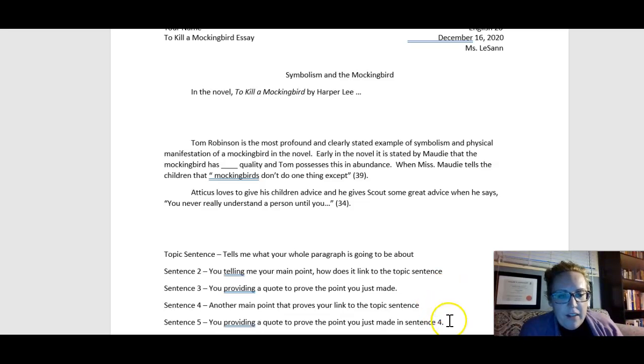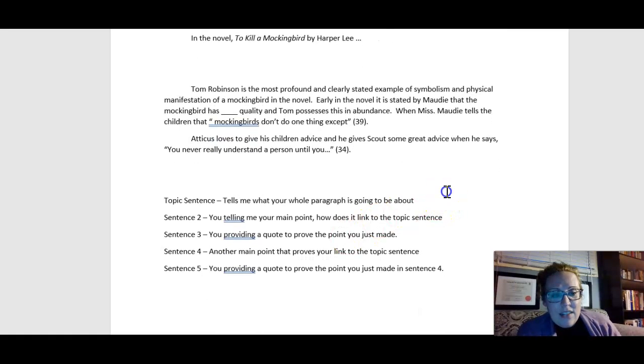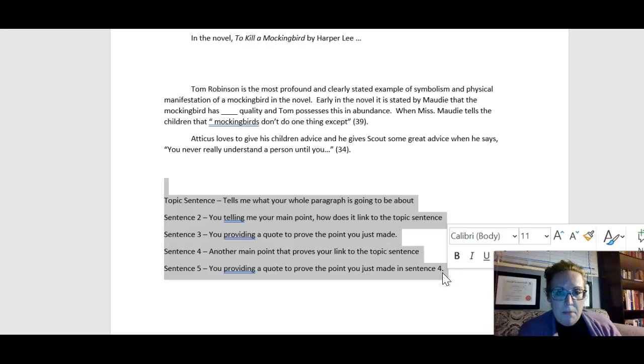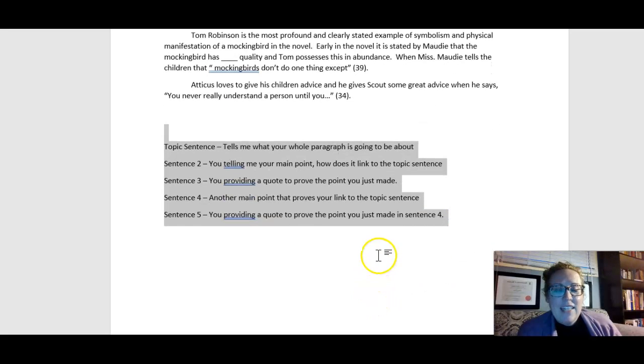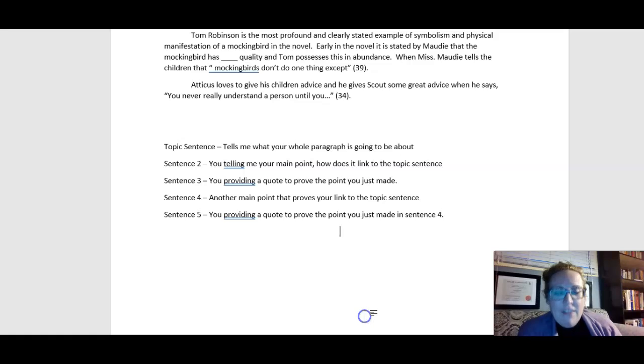This is the formula. So topic sentence, tell me what the paragraph's going to be about. Then sentence 2, your main point. Prove the main point. Have a second main point. It's not enough just to have one. You won't make the word count if you just have 1 point per sentence. This is the formula that works. Trust me. So this is all going to be about Tom Robinson being the mockingbird and a symbol of the mockingbird.